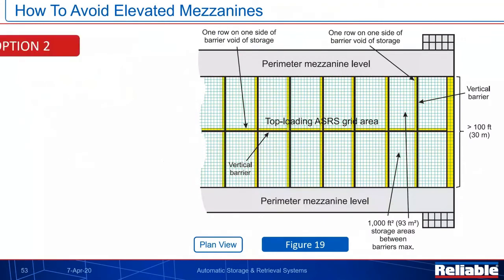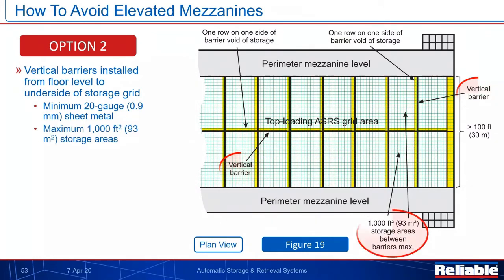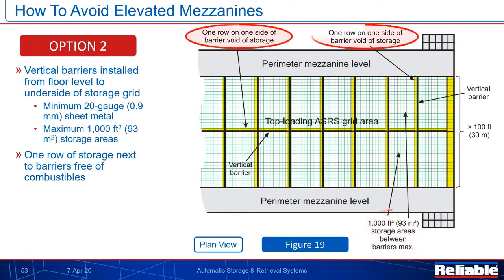Option two is the installation of vertical barriers. Those vertical barriers will be installed from the floor level to the underside of storage using a minimum 20 gauge sheet metal. Those vertical barriers are going to have to be segregated into 1,000 square foot storage areas between the barriers. And we also could potentially see a fire occur in one of the storage grid columns that's right next to one of our vertical barriers.